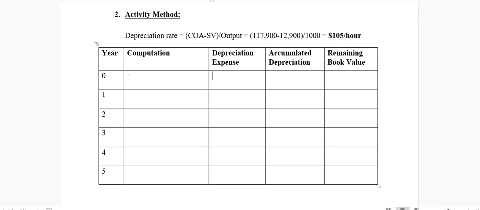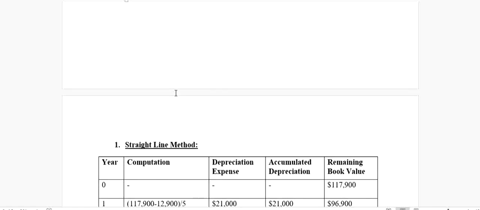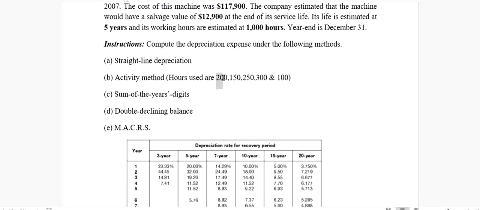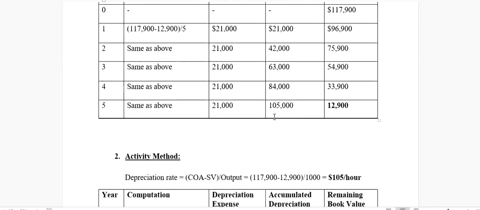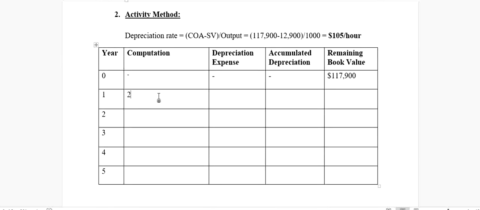The day when we purchased that machine, that was year 0, the worth of that machine was exactly 1,17,900. Then in the first year, how much it was used is given to us in the question. In the first year it was 200, 150 in the second year, 250 in the third year, 300 in the fourth year, and 100 in the fifth year. So remember these figures of number of hours. We used it for 200 hours in the first year, so I will multiply this 200 hours, which is the quantity, with the rate that we have calculated, which was $105 each.